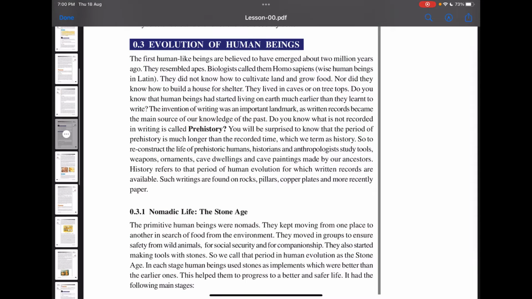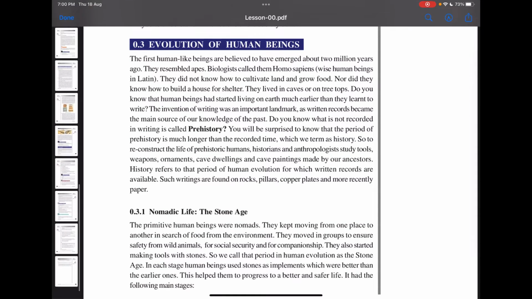Evolution of human beings. The first human-like beings are believed to have emerged about 2 million years ago. They resembled apes. Biologists call them Homo sapiens. It means wise human beings in Latin.